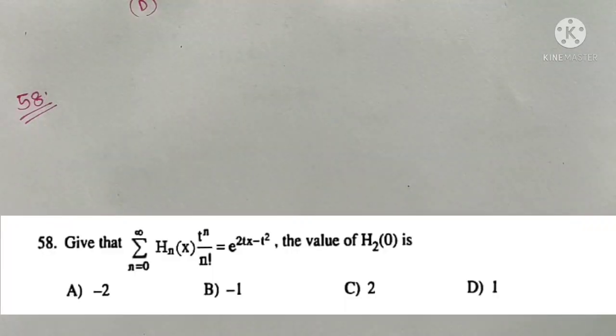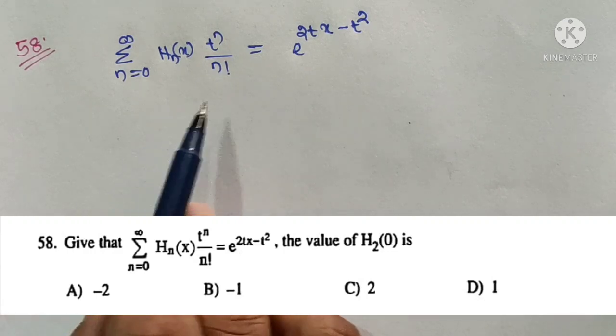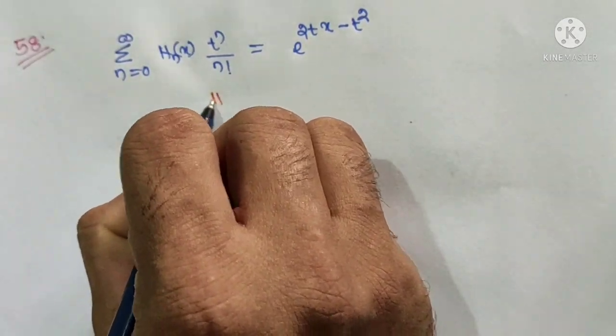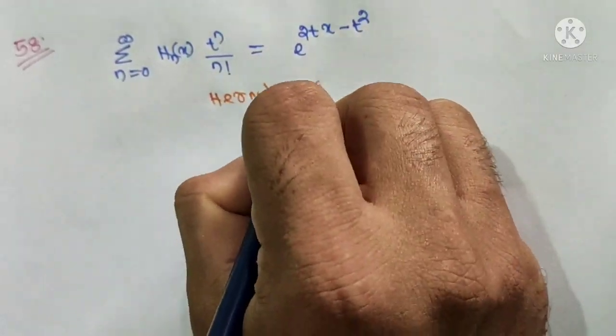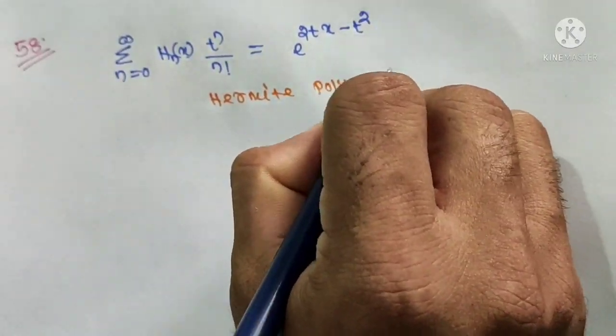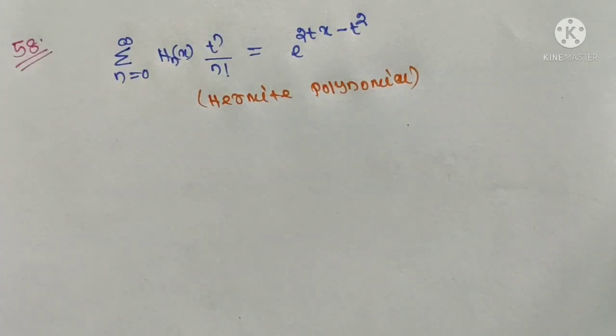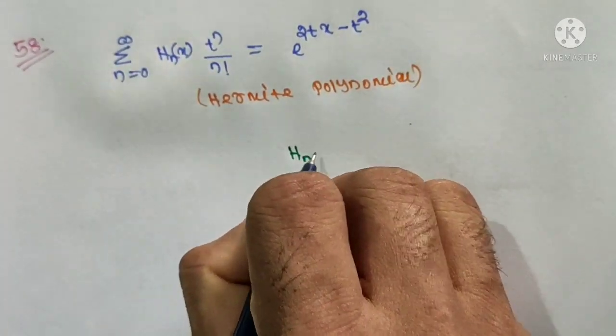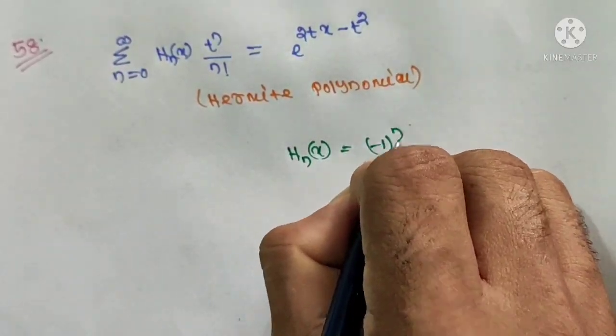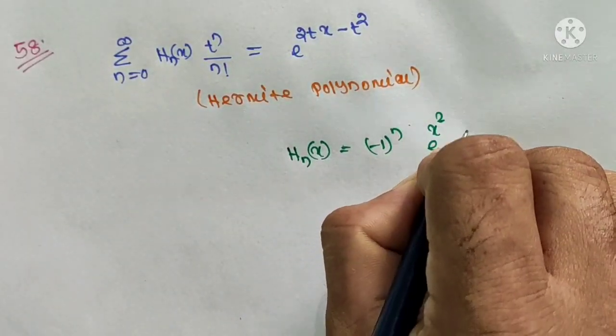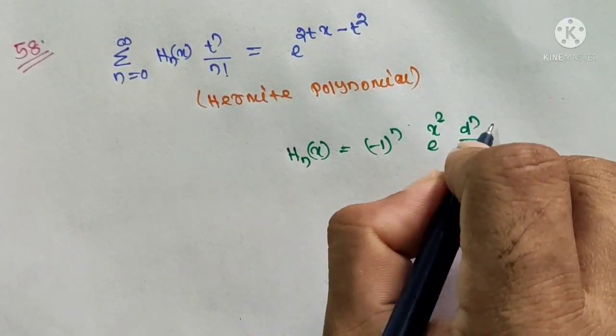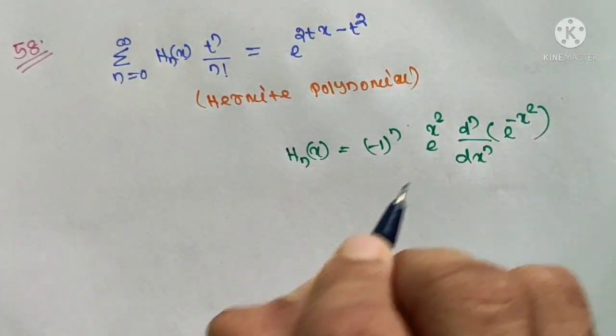Question number 58. Summation H n of x, t to the power n by n factorial equals exponential 2tx minus t square. The value of H2 at 0 is. So the given generating function is for Hermite polynomial. This is the generating function of Hermite polynomial. And we know Hermite polynomial of nth order is given by minus 1 to the power n exponential x square d n by dx n exponential minus x square.